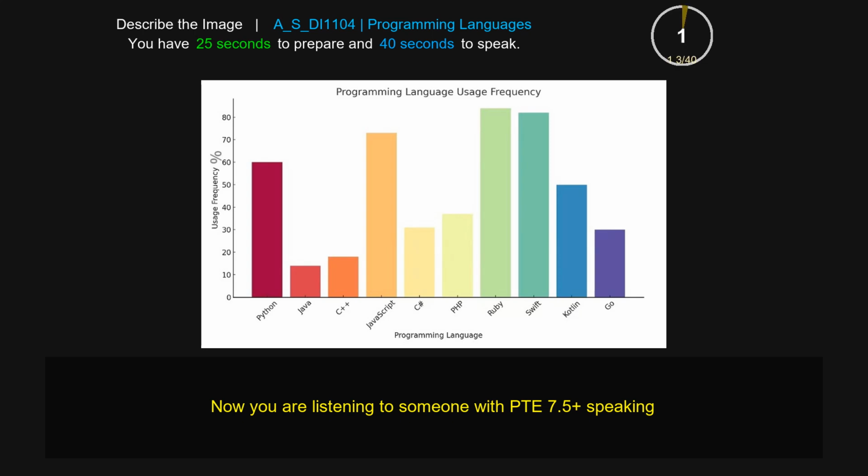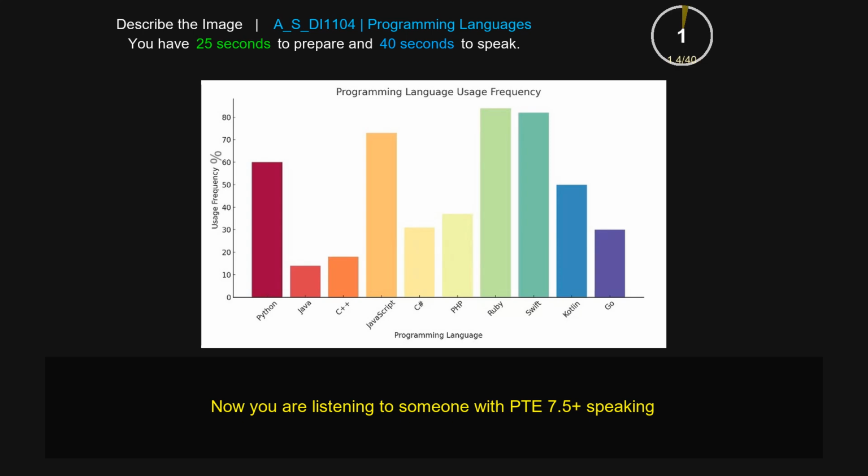The given picture gives information about the programming language usage frequency. The x-axis talks about some programming languages which are Python, Java, C++, JavaScript, C#, PHP, Ruby, Swift, Kotlin, and Go, and the y-axis talks about usage frequency, which is 0 to 80%. It can be observed that Ruby is in the highest position at approximately 90%, and the second highest one is Swift at approximately 85%, and the lowest one is Java at approximately 12%. And overall the picture gives information about the programming language usage frequency.